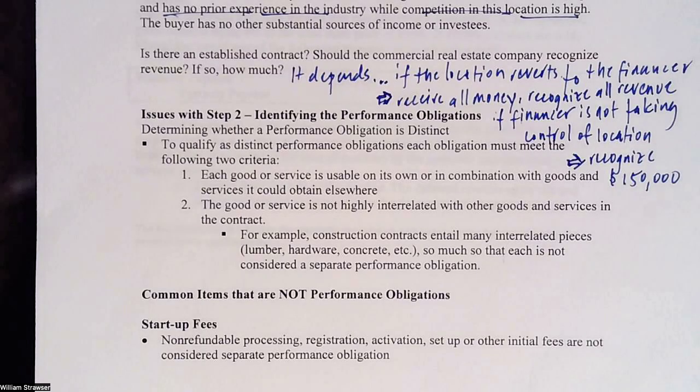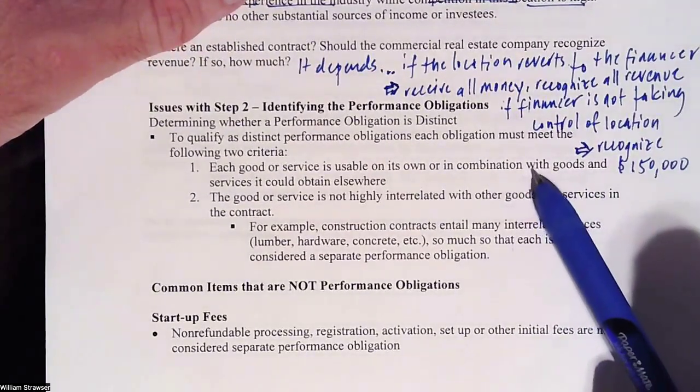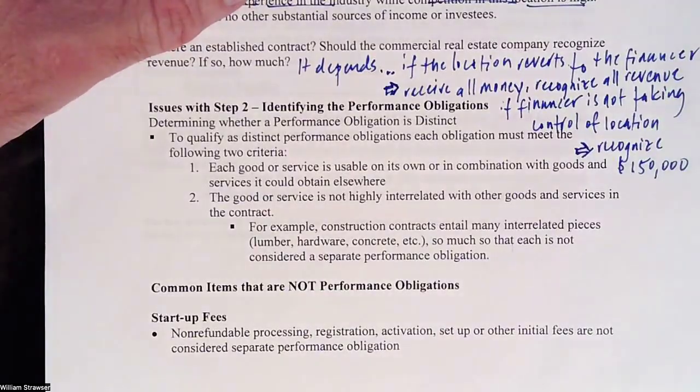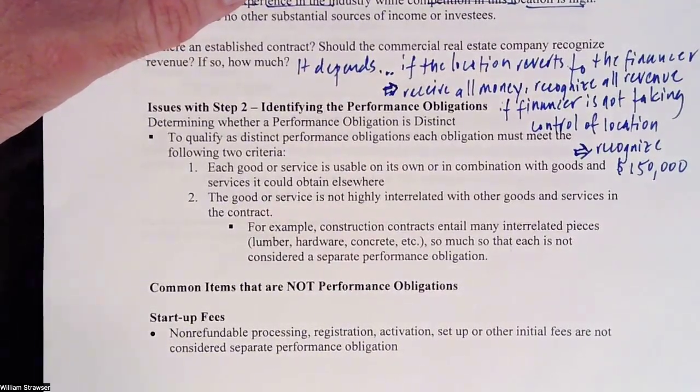All right, so step two is about the performance obligation. How do we understand how many performance obligations there are? Well, to be considered a separate performance obligation, there's two criteria. We got to know these two criteria. The first criteria to be separate is each good or service is usable on its own or with goods or services it could obtain elsewhere.